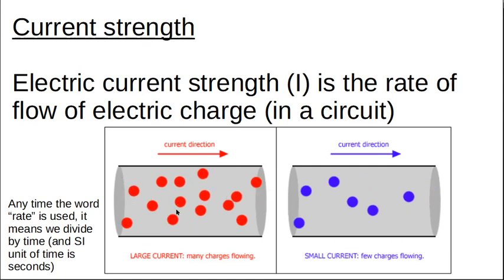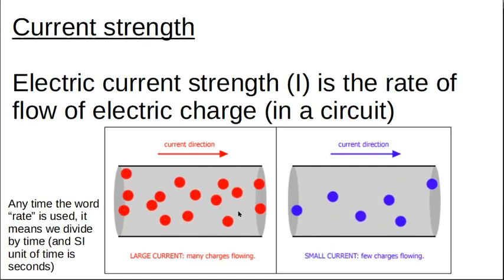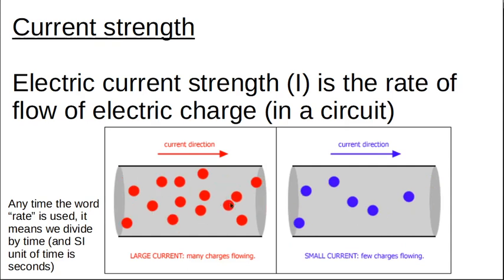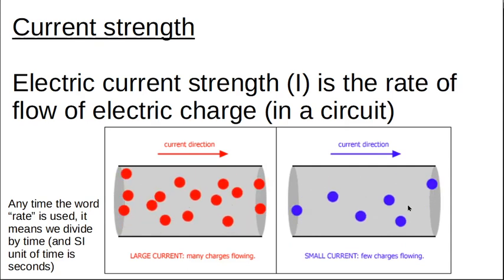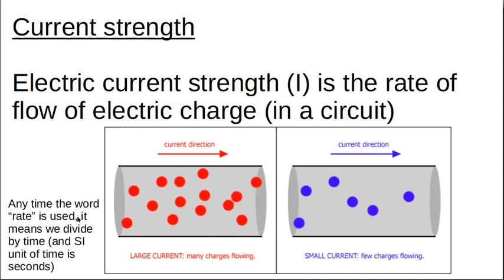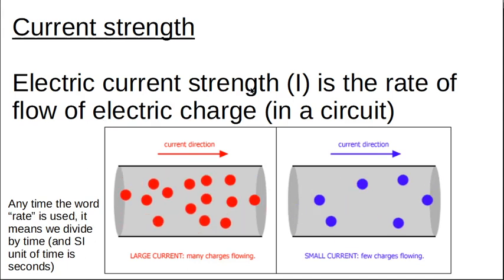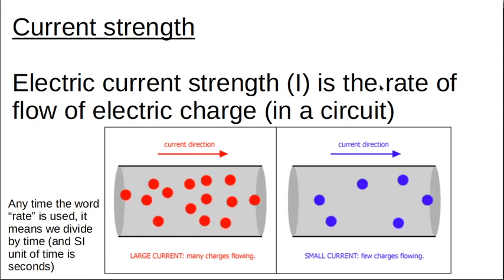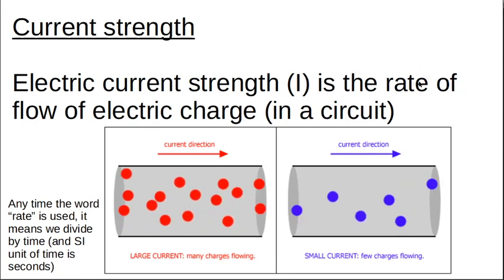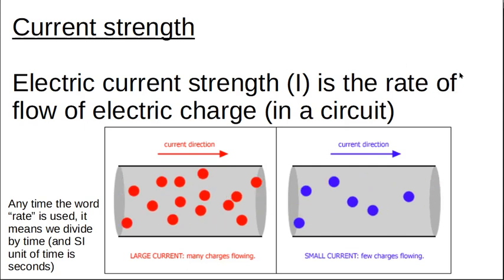So we can think of lots of little Q's flowing past here. In a large current, lots of charges are flowing. In a small current, only a few charges are flowing. So when we say this definition, electrical current strength is the rate of flow of electric charge in a circuit, this word, the rate of, means that we are dividing by time.